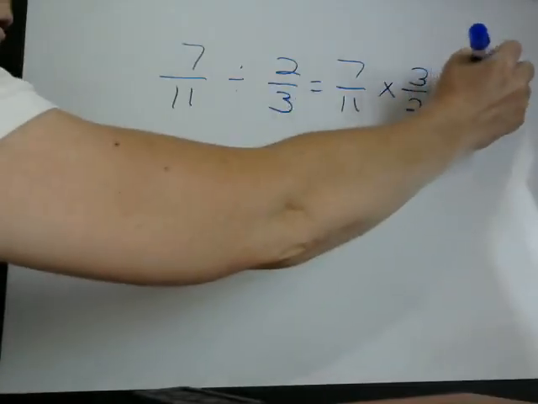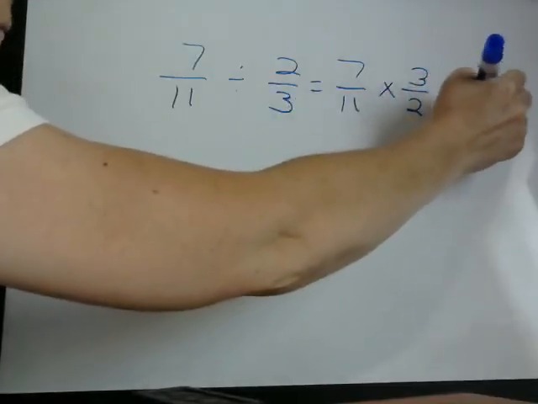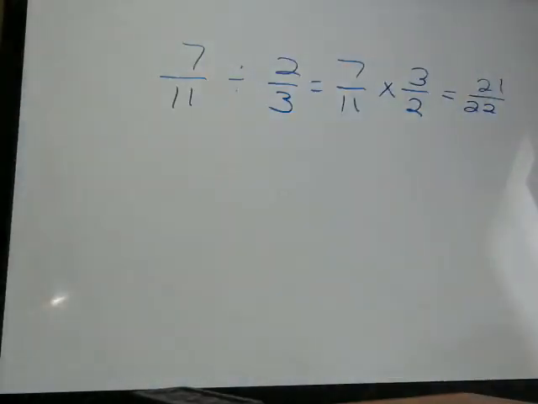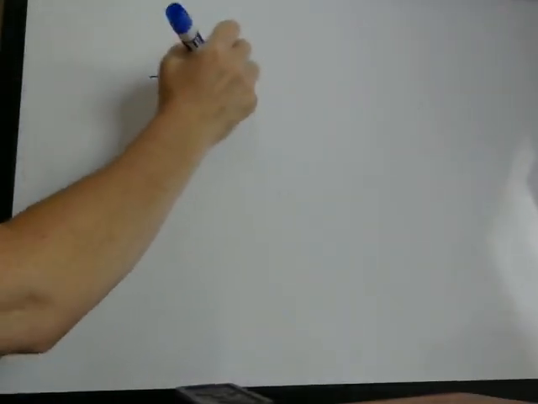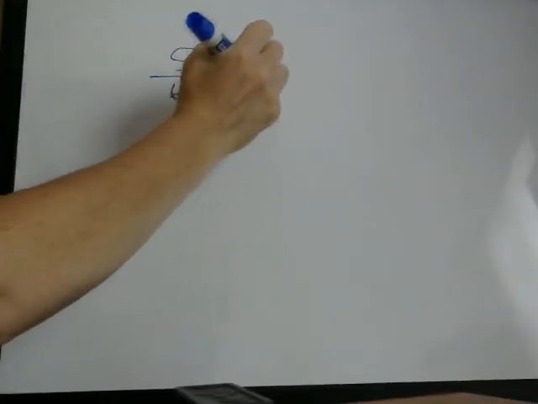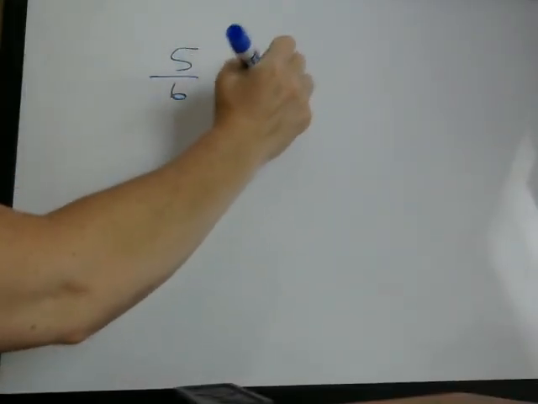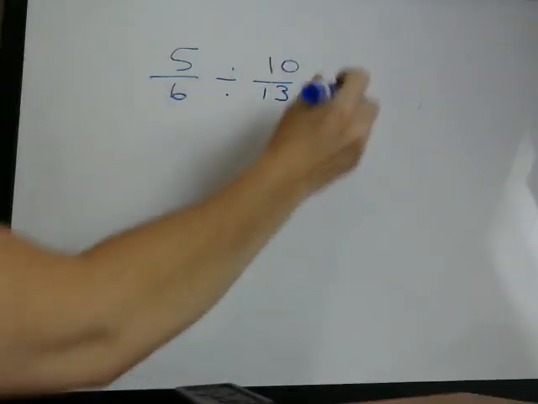We multiply it straight across, we have 21/22nds. And that is in lowest terms. There's no number that can be divided into 21 and 22 evenly. Let's do another one. 5/6 divided by 10/13. Again, we're going to invert and multiply.